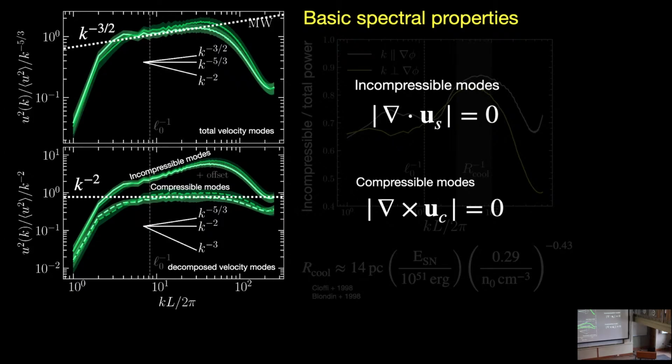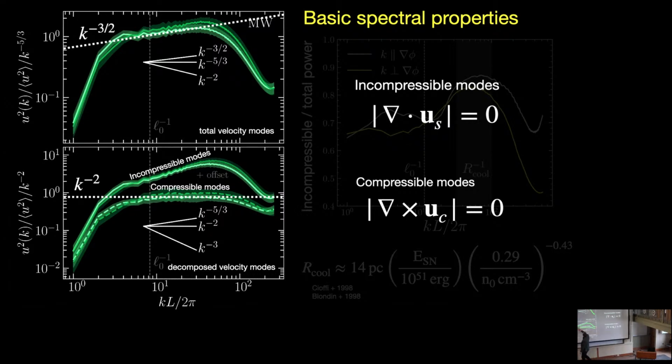Spectra are super degenerate. We have to go deeper. The other thing I want to show you is that when you break apart the velocities into the incompressible modes, which are the modes that cause vorticity, cause the turbulence, and the compressible modes, which are the modes being generated by the supernova remnants, these huge explosions happening in the disk, the spectra look very different.